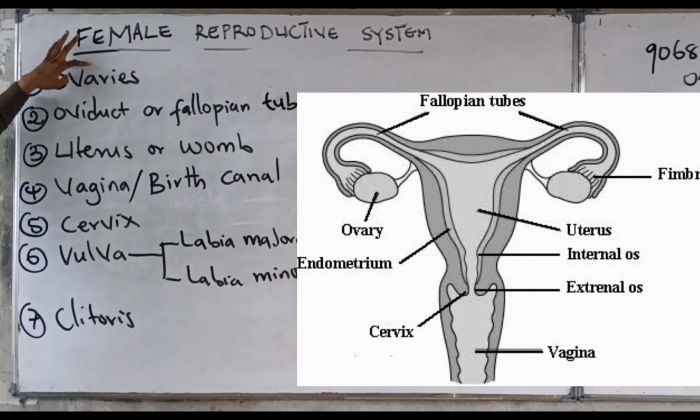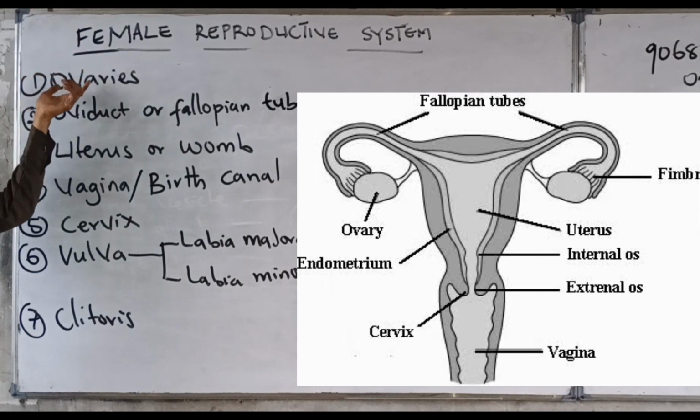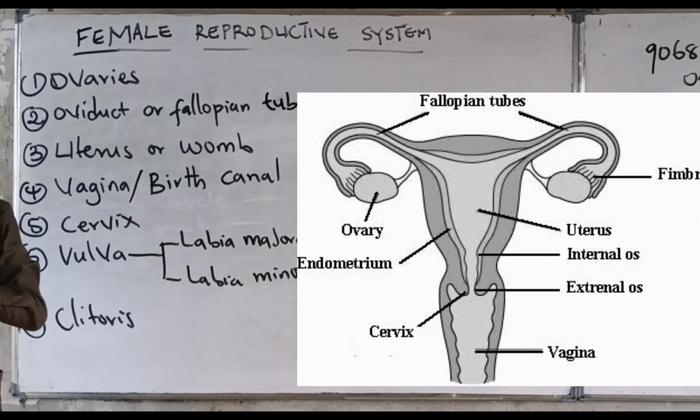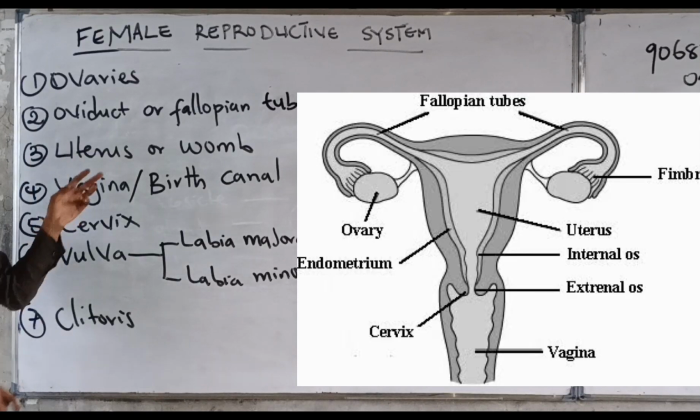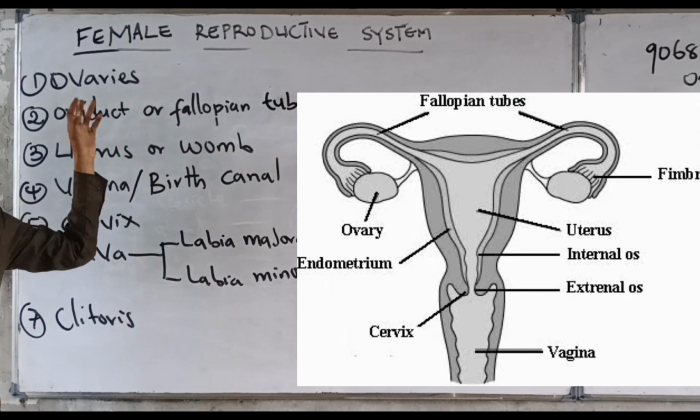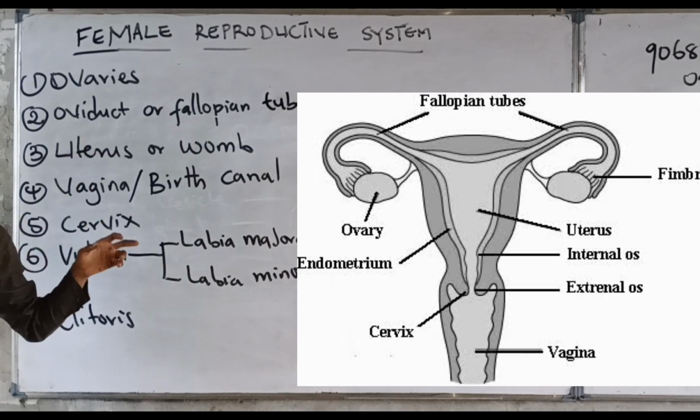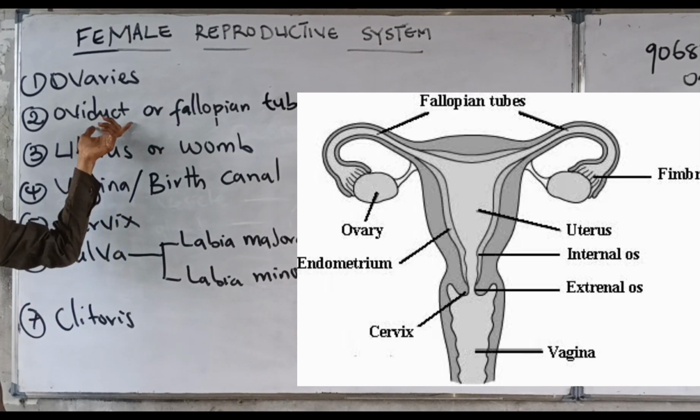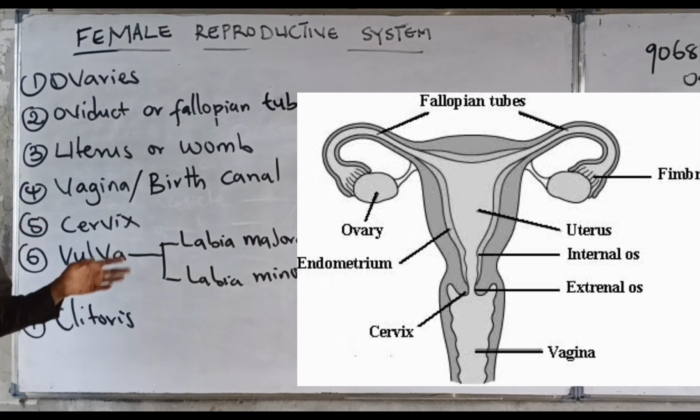The egg is produced here, right? Then the egg is released during ovulation, and we'll talk about the menstrual cycle shortly. If it is fertilized by sperm, the fertilization takes place where? In the fallopian tube or oviduct. So fertilization takes place in the oviduct or fallopian tube.